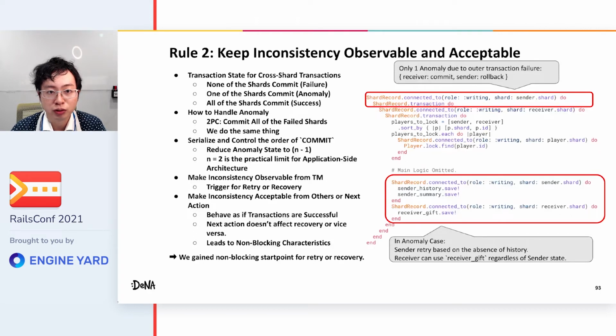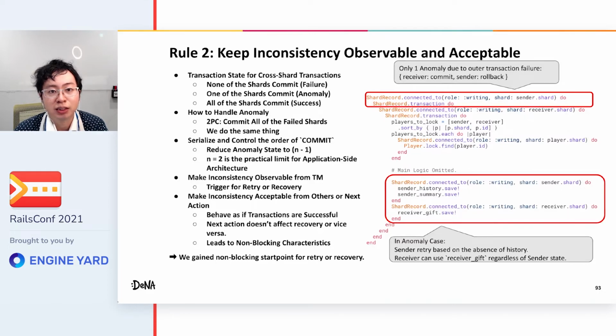Before proposing this rule, we have to know that there are 3 states for cross-shard transactions. One is none of the shards commit. This is the failure state. And the second one is some and not all of the shards commit. This is the anomaly state. And the last one is all of the shards commit. This is the success state. In order to recover from the anomaly state, the general two-phase commit forces all the failed shards to commit, so we do the same thing.